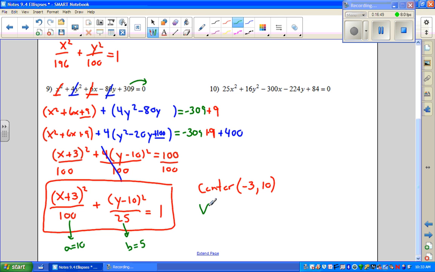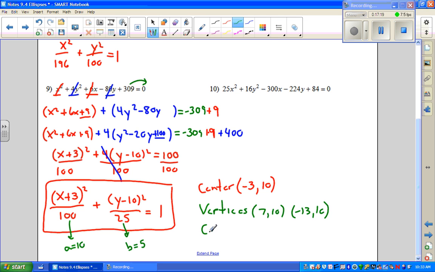So if I ask you about your vertices, you know your a value is 10. So I would add 10 to my x value, which would give me 7, comma 10. And then I'd also subtract 10 from this, which would give me negative 13, comma 10. So that right there, guys, would be your vertices. And your major axis would be a length of 20 because you double that.